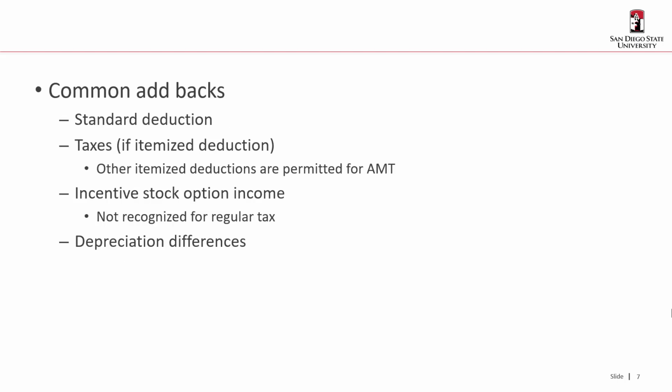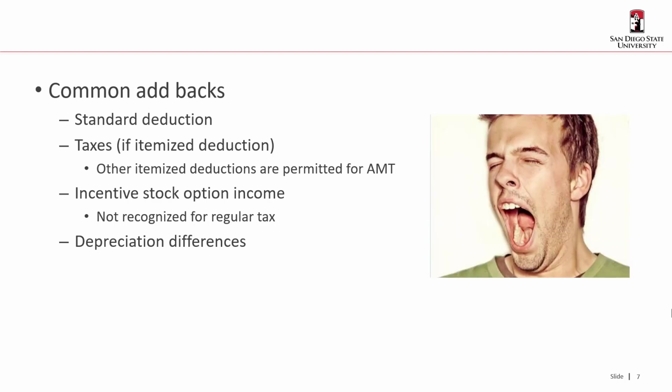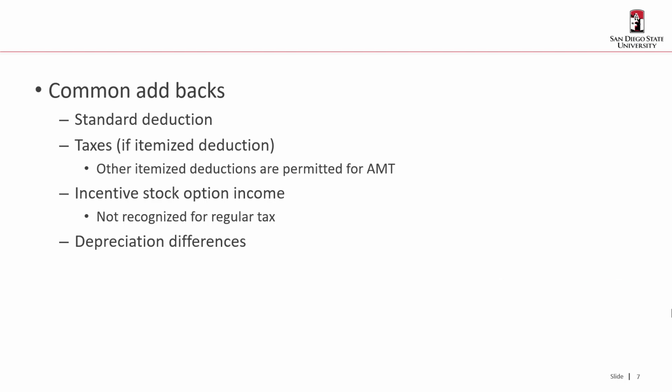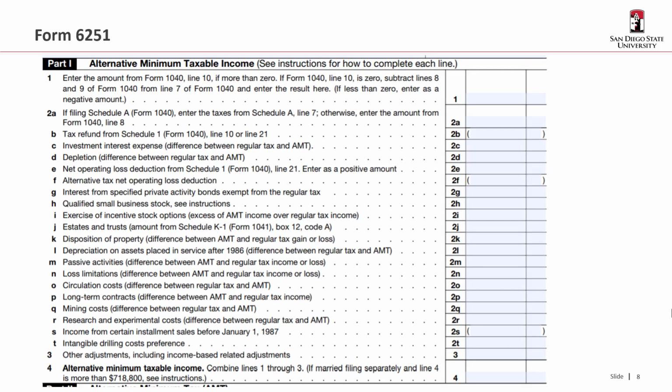So what are the common things you're forced to add back for AMT purposes? Well, you're not allowed to take the standard deduction. You're not allowed to deduct your taxes if they were an itemized deduction. However, note that other itemized deductions are permitted for AMT purposes. We talked about incentive stock options. Remember that incentive stock option income is not recognized for regular tax purposes. It is, however, included as part of your alternative minimum taxable income. And then there are differences in depreciation, and we didn't dig in too deep on that in this class, so we're not going to dig in too deep here.